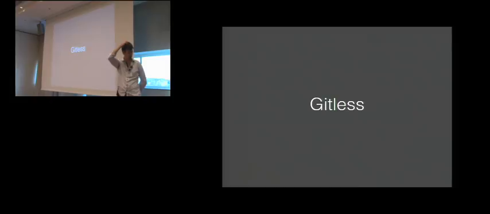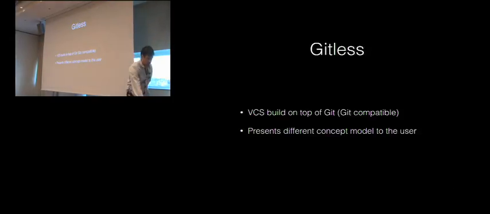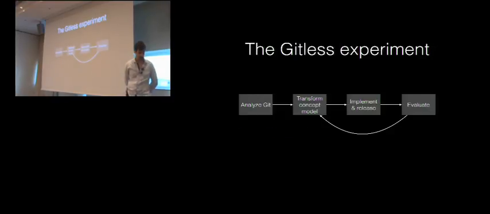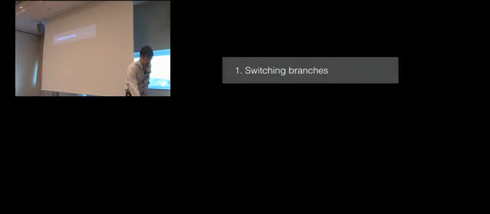Four minutes, great, okay. So we have an analysis of Git, and Gitless is our attempt to fix the misfits we identified by reworking Git's concept model. It's built on top of Git and presents a different concept model. And it's an experiment, so we do not claim that Gitless occupies an ideal point in the concept design space. There are actually different ways in which you can fix the misfits. But I'll show you how we fix them in Gitless.